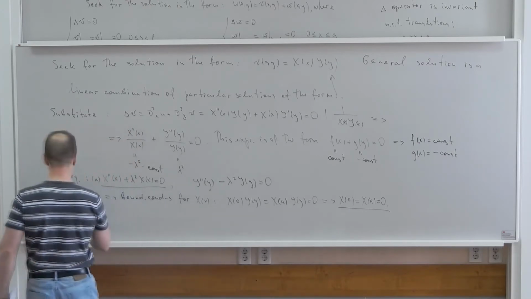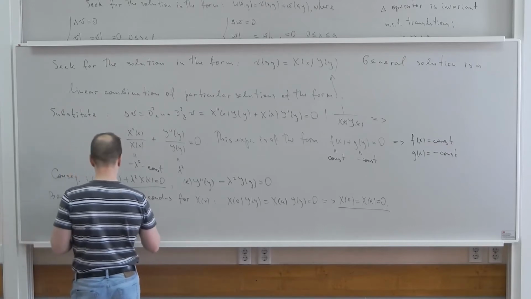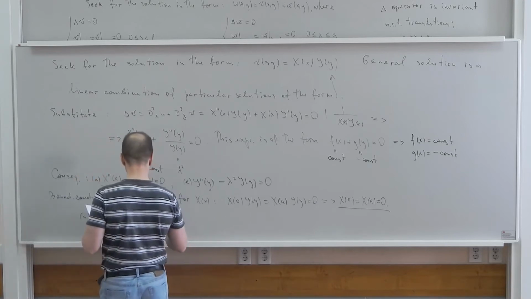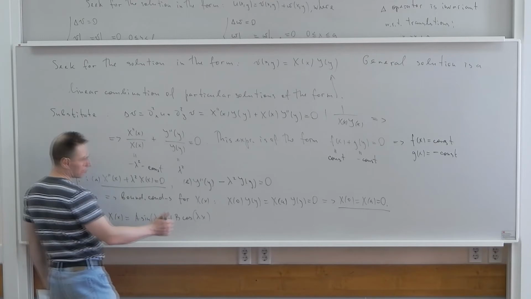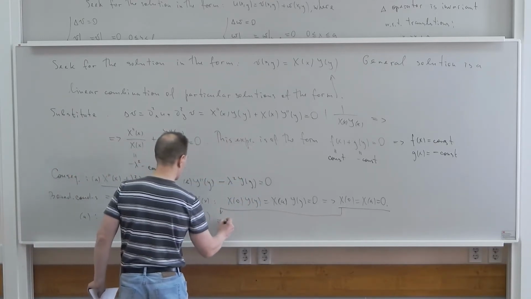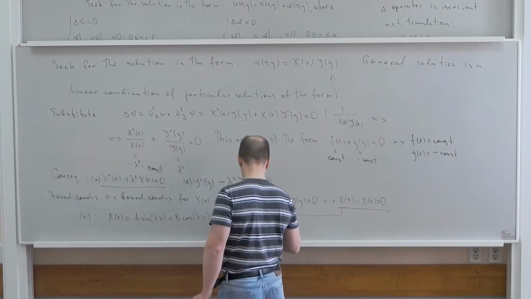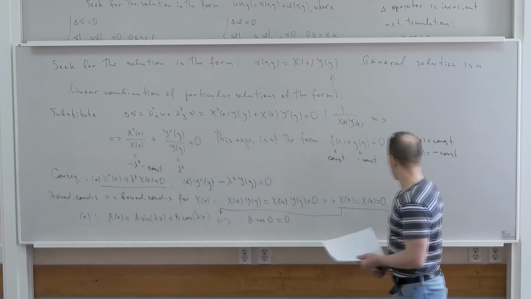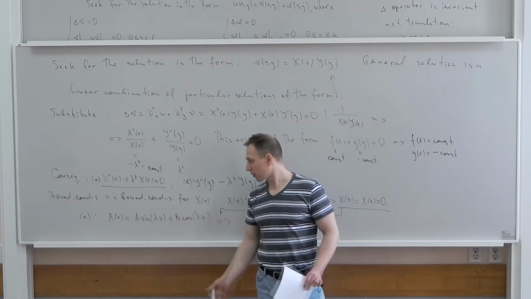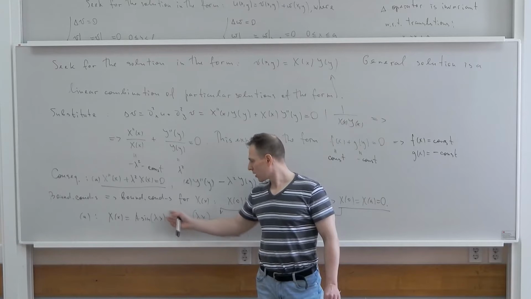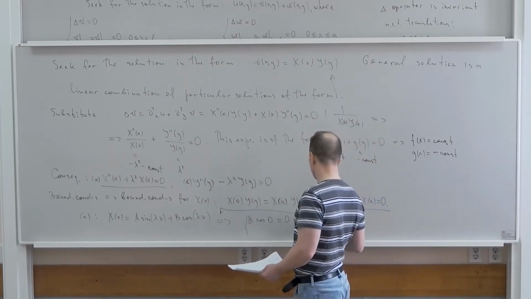As for A, we have such a general solution, which is a linear combination of sine and cosine. Then we impose the boundary conditions. The first boundary condition, that the function X vanishes at the point 0, implies that this combination must be 0. Then we have b is 0.